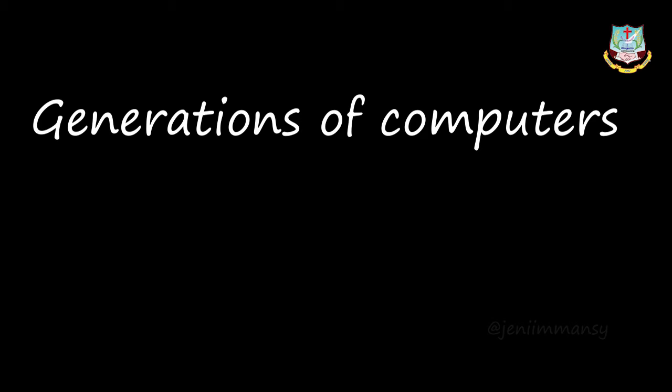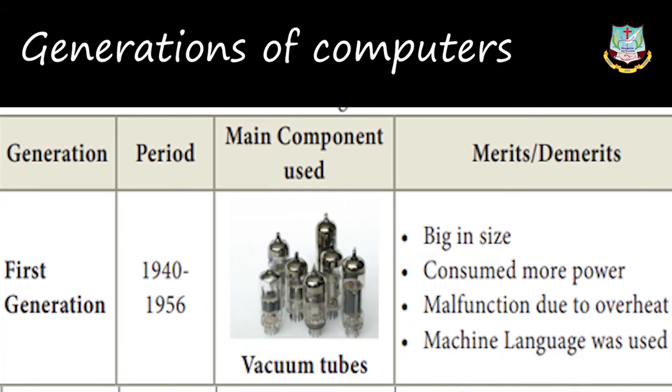for our use also. So, based on the various stages of development, these computers can be categorized into different generations. Let's see the first generation. The first generation is from 1940 to 1956. The main component used was vacuum tubes. Vacuum tubes means a tube-like structure filled with vacuum. And we'll see the merits and demerits of that generation also.